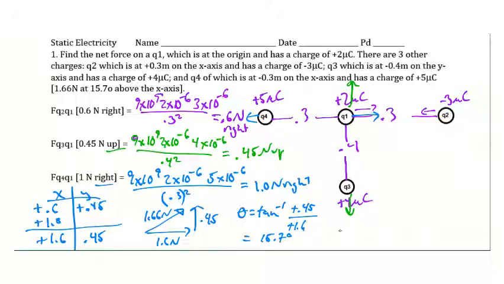So my answer, the net force on Q1 is going to be 1.66 newtons at 15.7 degrees. So there you have it. That's how we find the net force when there are 4 charges.